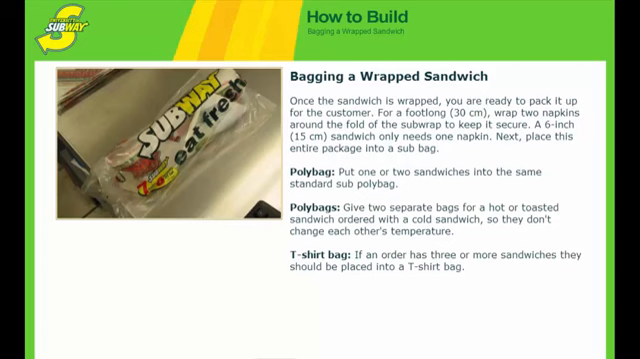Put 1 or 2 sandwiches into the same standard sub-poly bag. Give 2 separate bags for a hot or toasted sandwich ordered with a cold sandwich, so they don't change each other's temperature. If an order has 3 or more sandwiches, they should be placed into a t-shirt bag.